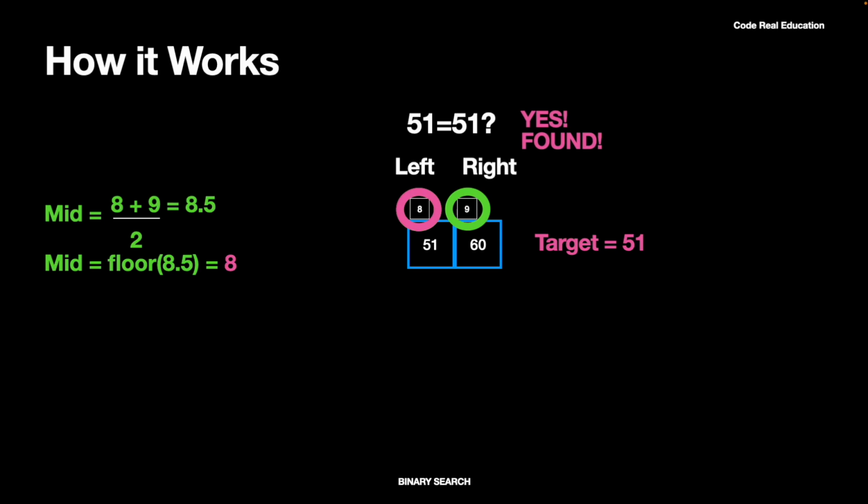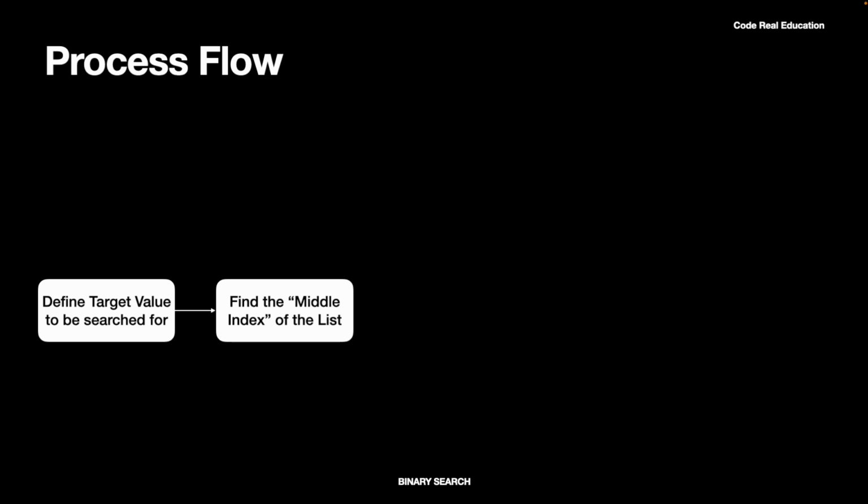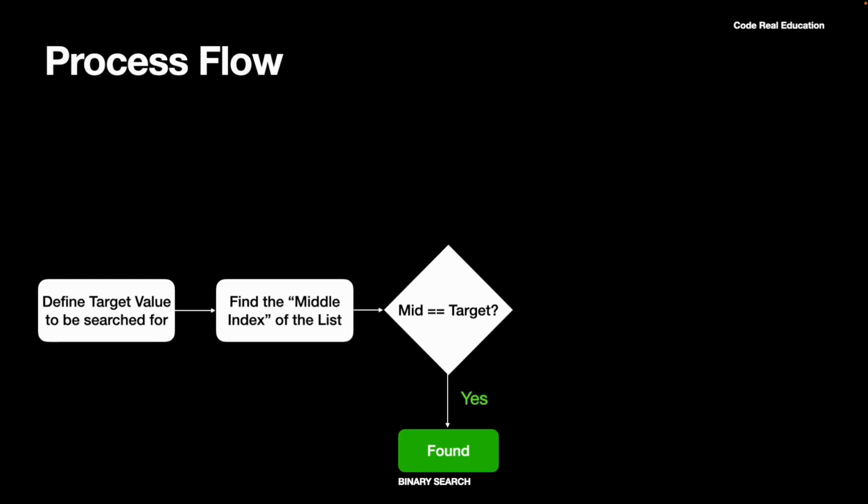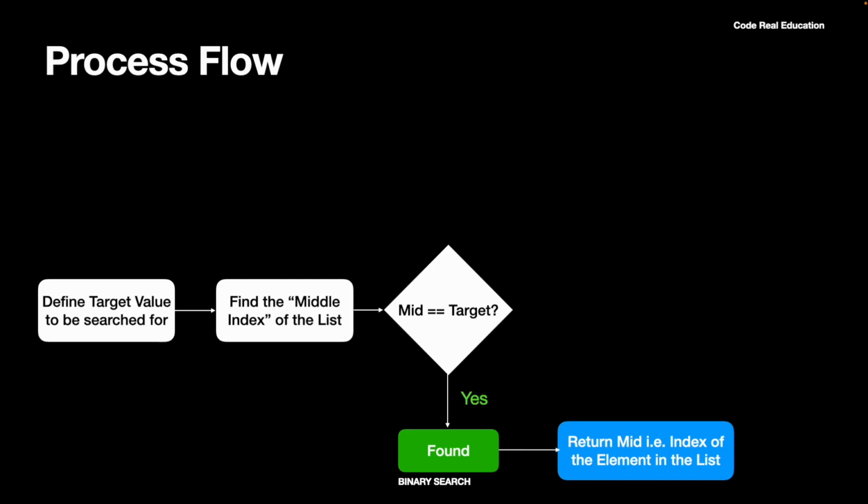Let's take a look at the process flow of this algorithm. So first we define our target value to be searched for. Once we've defined the target value, we find the middle index of the list after we have our left and right variables, obviously. Next, we check if the value at mid equals the target value. Well, if it is equal, we say that this value has been found, and we make the program return mid, which is the index of the element in the list that we wanted to search for.